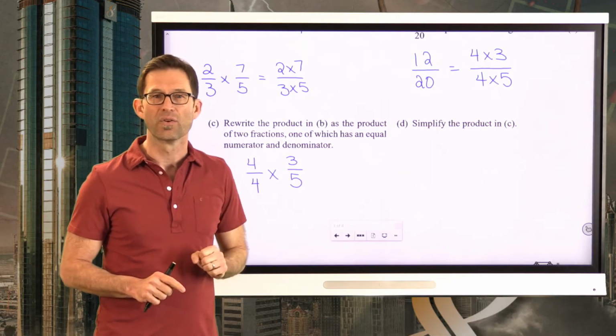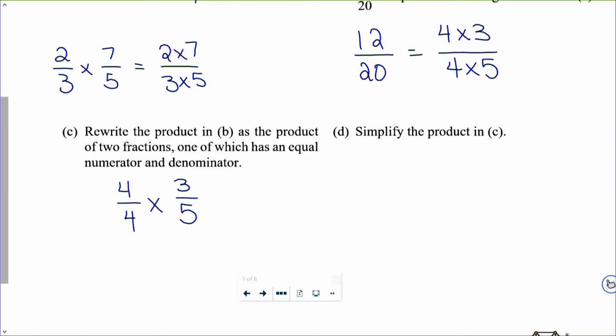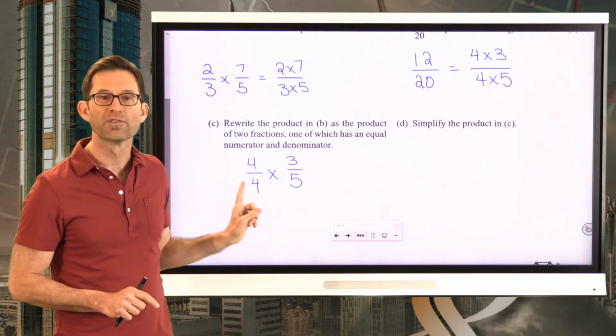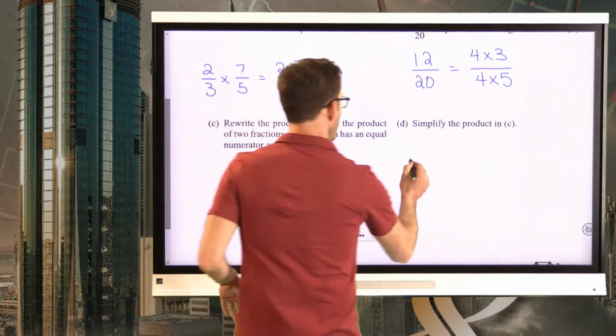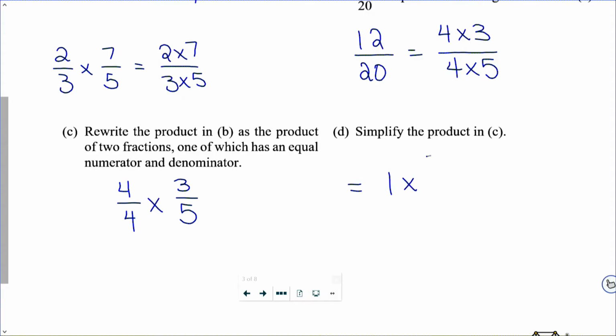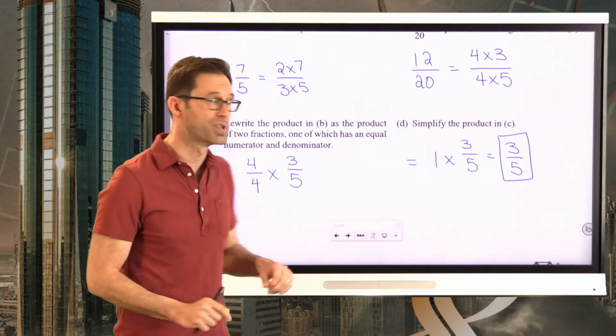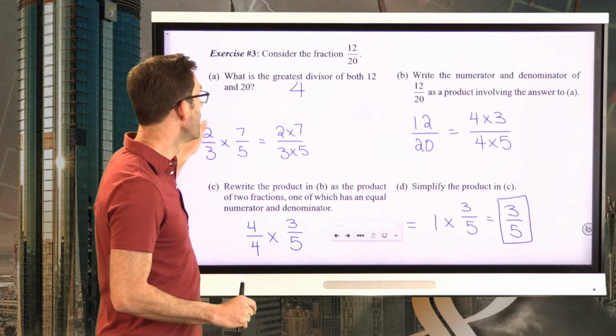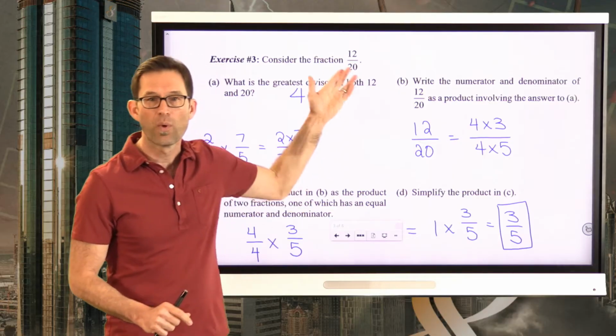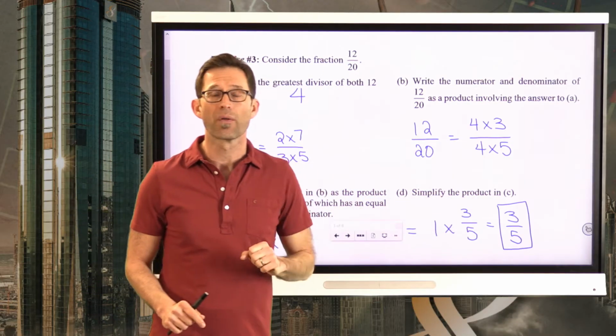Now let's take a look at letter D. Simplify the product in C. You see, I can now simplify this, right? Because 4 divided by 4 is equal to 1, and 1 times any number is just that number. And that is the simplified version of 12/20. 12/20 and 3/5 are the same.